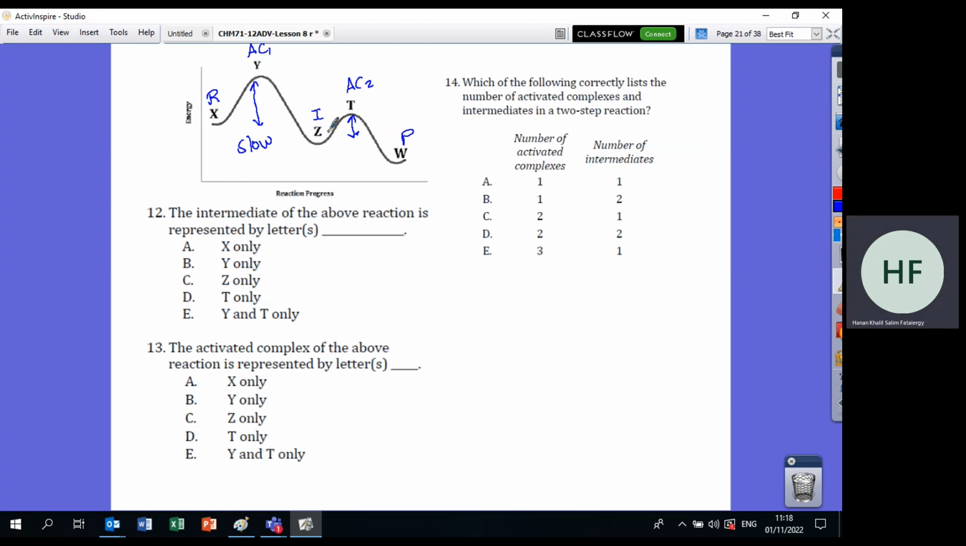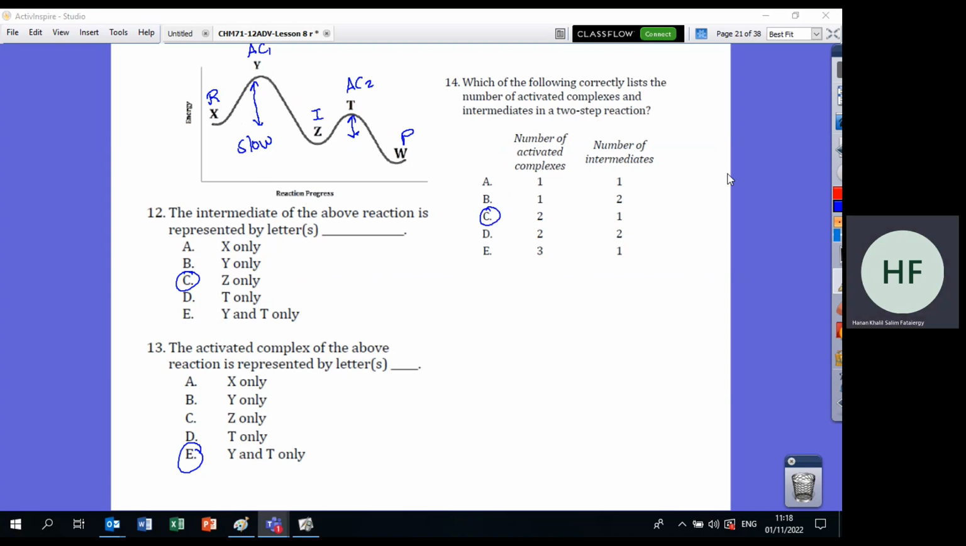Now the intermediate is Z. The activated complexes, we have 2 activated complexes, Y and T. Okay, now the number of activated complexes and intermediates: we have one intermediate and two activated complexes.